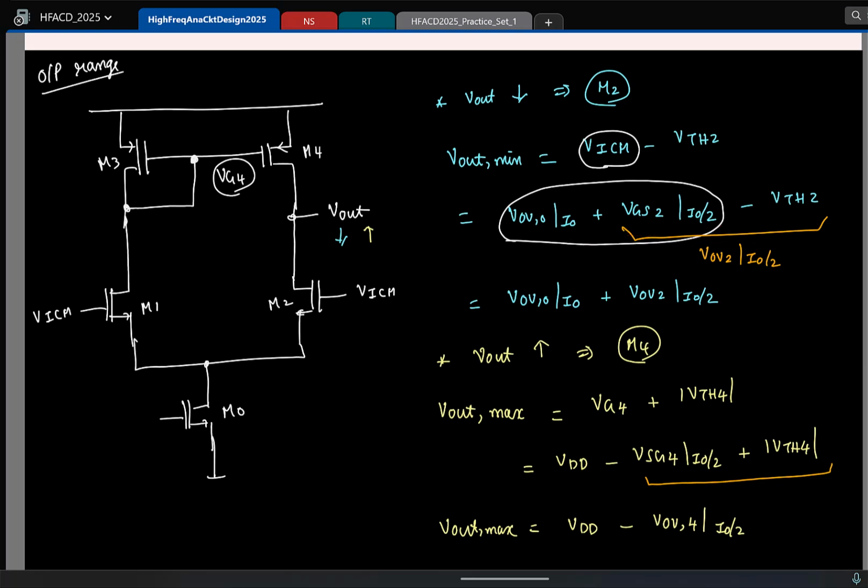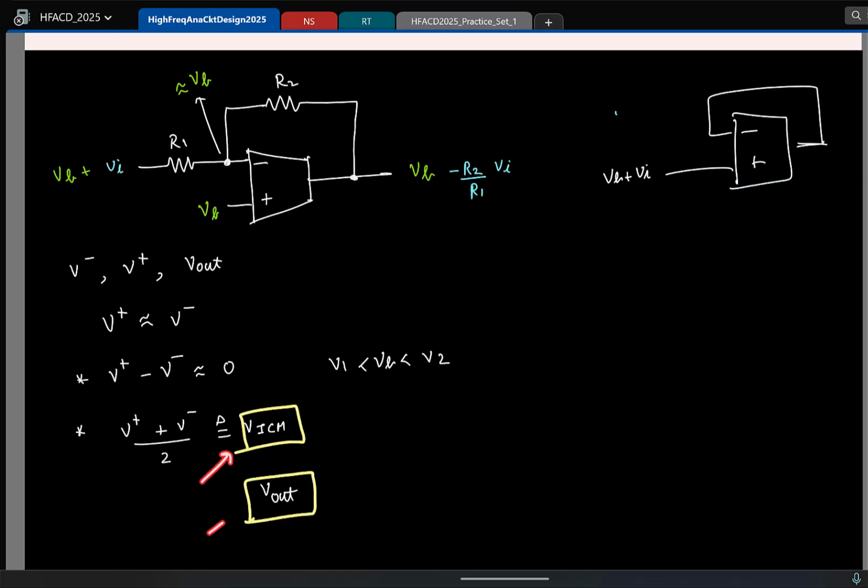Great. Is this clear? Oh, what I'm saying is you are losing, right? I mean, you cannot go as low as 0, which means you need to spend 2 overdrive voltages. So the minimum is limited. That's what I meant. So hopefully this idea of why the input common mode range and the output range is important in an op-amp is clear.